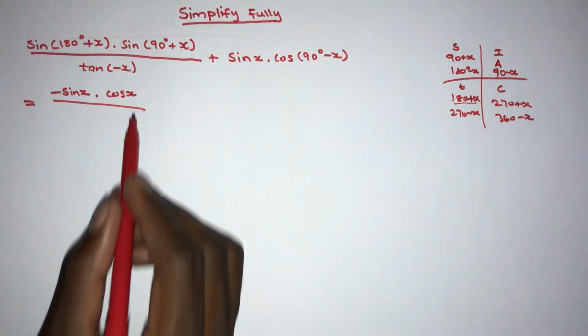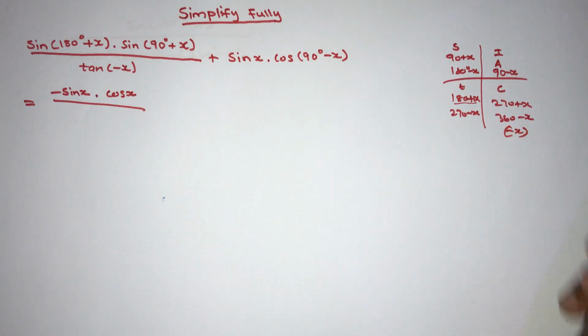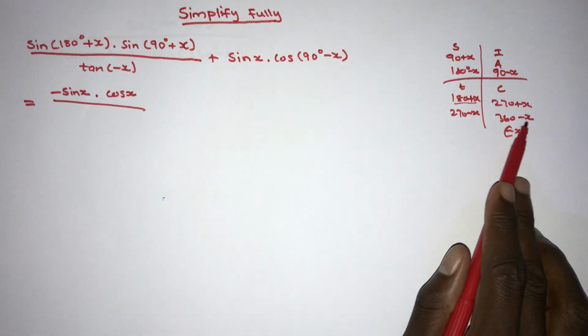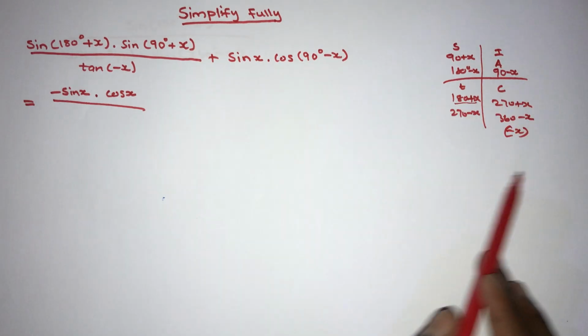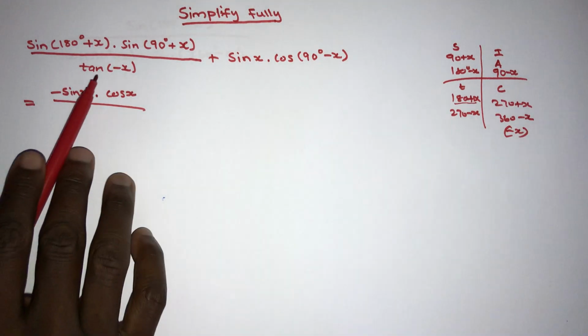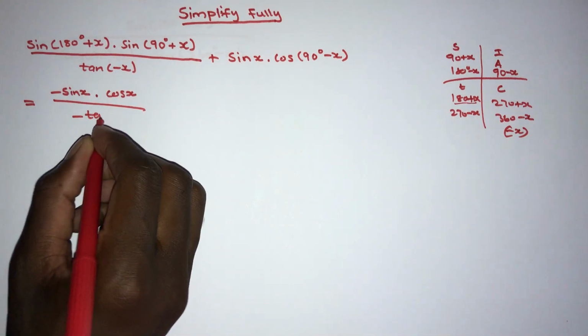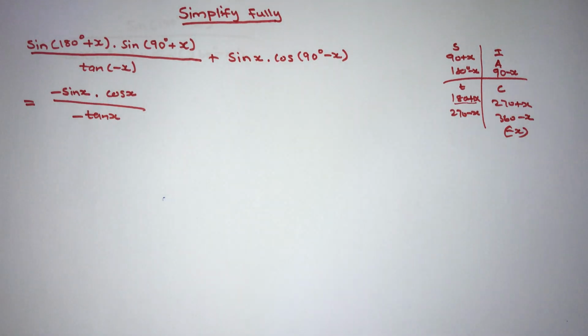And then we divide. Here I forgot to mention that all the negative angles are on cos, so only cos is positive on the negative angles. The rest are negative. So this one is tan of negative x, which becomes negative tan x. This is a negative angle.